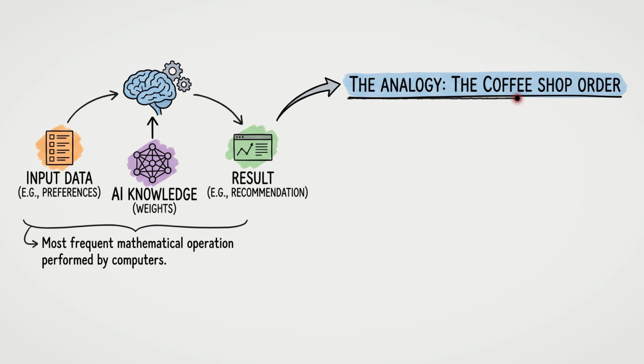To understand how this math actually works without needing any complex technical background, let's look at a simple analogy: placing an order at a coffee shop. Imagine we have two sets of information which we'll represent as vectors. A vector is simply an organized list of numbers.